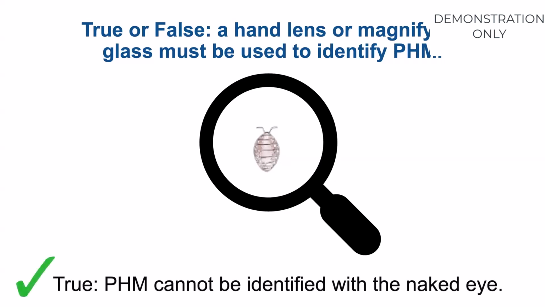The answer is true. It's important to use a hand lens or magnifying glass to observe PHM, because they cannot be accurately identified with the naked eye.